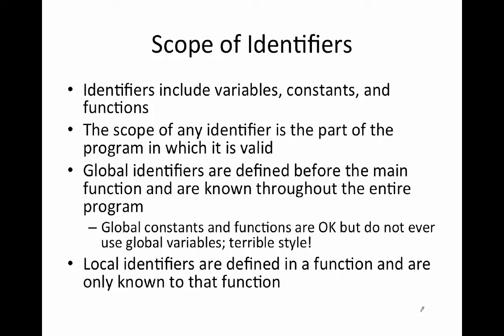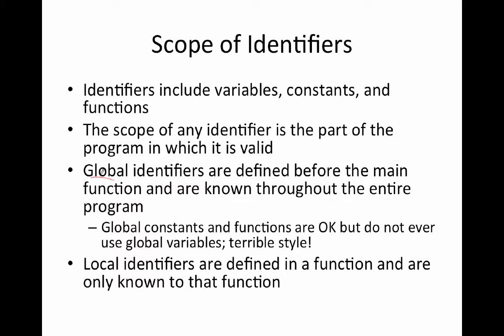First of all, identifiers can include variables, constants, and functions. Now, the scope of any identifier is the part of the program in which it is valid. Global identifiers are defined before the main function, and they are known throughout the entire program.